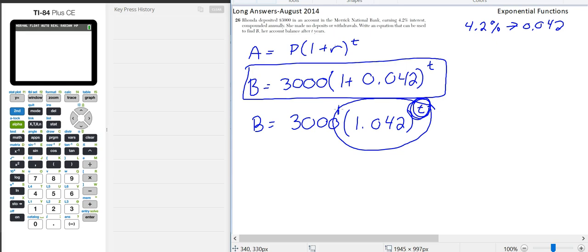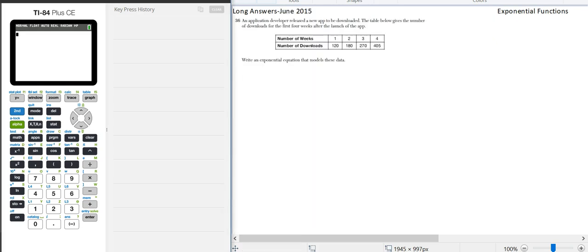Now let's look at how you can write an equation for an exponential function if you're given a table of values, not a word problem. This is question number 36 from the June 2015 Algebra 1 Regents. An application developer released a new app to be downloaded. The table below gives the number of downloads for the first 4 weeks after the launch of the app. And then we have a table. Write an exponential equation that models these data.